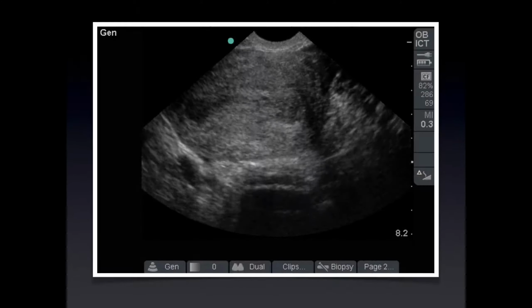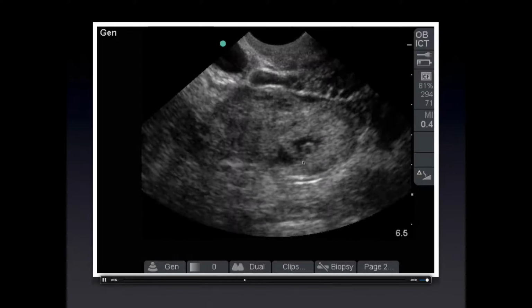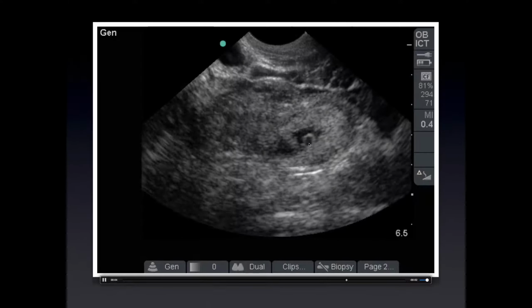Let's take a more detailed look outside the uterus. Here we're panning into the left adnexa. And within the left adnexa, we find a tubal ring, a bright white echogenic ring containing a gestational sac, a fetal pole with cardiac activity, and a yolk sac.